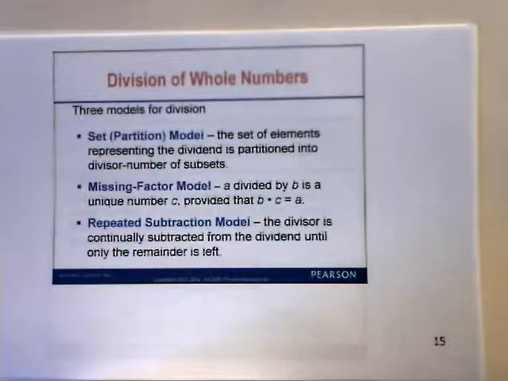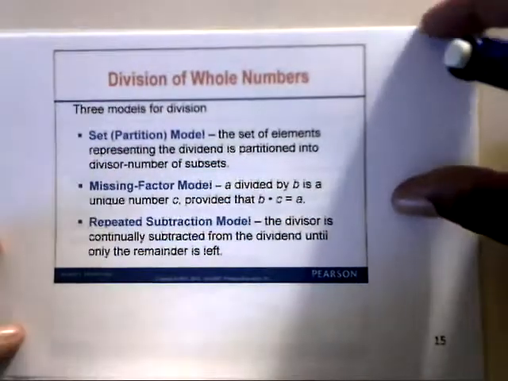The missing factor model is this: A divided by B is a unique number C, provided that B times some number C would give us A. And then the repeated subtraction model is where the divisor is continually subtracted from the dividend until only the remainder is left.